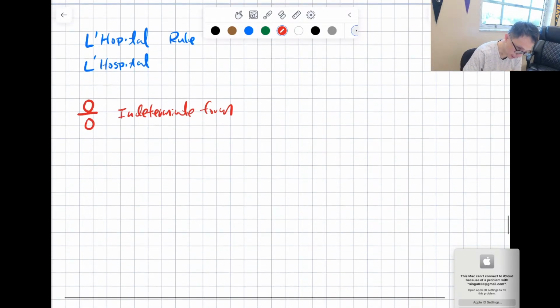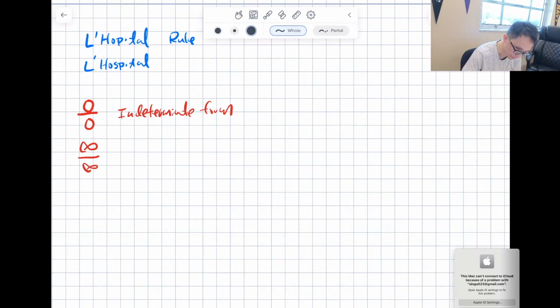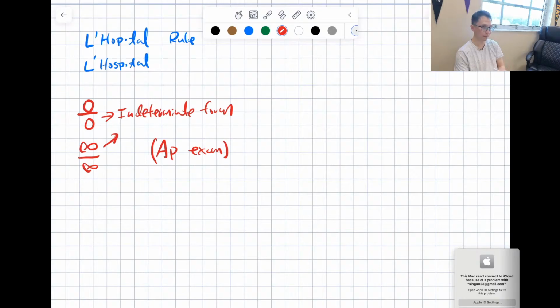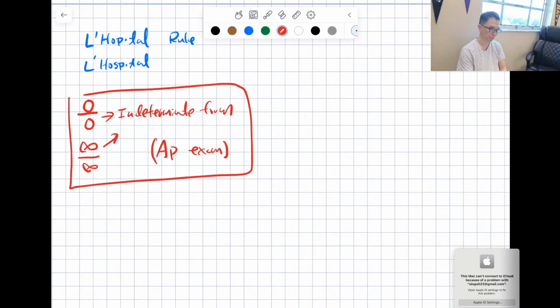Okay? And infinity over infinity, that's another indeterminate form. So this is the AP exam popular one. This is the one that you can use L'Hopital's rule for on the AP exam.